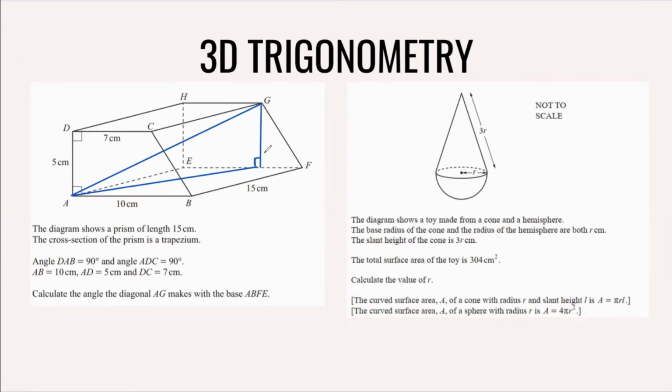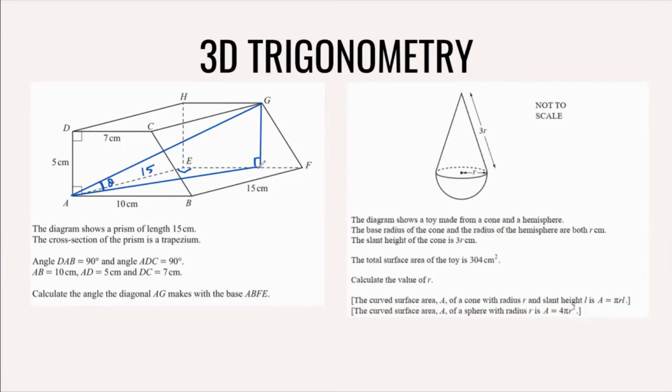This is your right angle triangle. So we have to calculate the angle that the diagonal AG is making with the base. So this is our angle. So again, if you notice, this is a right angle triangle over here. AE is 15 because that's going to be the same as BF.